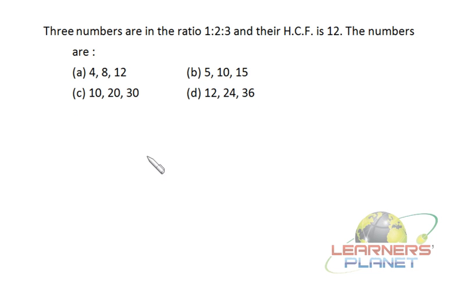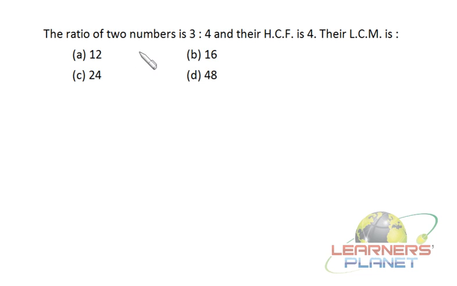Okay, friends. Now let's see this problem. Three numbers are in the ratio 1 is to 2 is to 3 and their HCF is 12. The numbers should be in the ratio 1 is to 2 is to 3 and their HCF must be 12. In this case, HCF is not 12. Even in this case, HCF is not 12. Even in this case, HCF is not 12. Only in this case, the HCF is 12, and the numbers are in the ratio 1 is to 2 is to 3, that is 12 1s, 12 2s and 12 3s. Very simple, very fast.